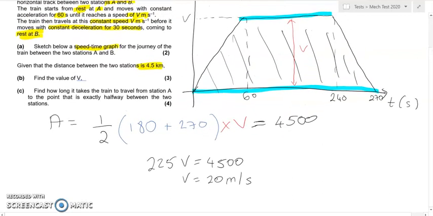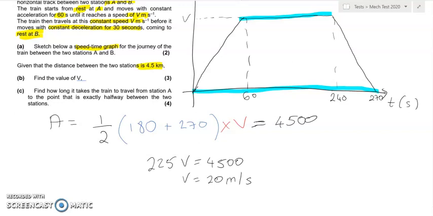Right, so find how long it takes the train to travel from station A to the point that is exactly halfway between the two stations. So we want to know when is it exactly halfway. So I'm going to remove all these lines. So we calculated the area, and we want to know when is it halfway in between.